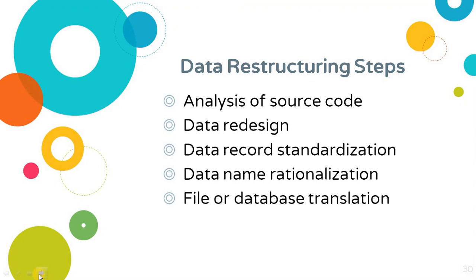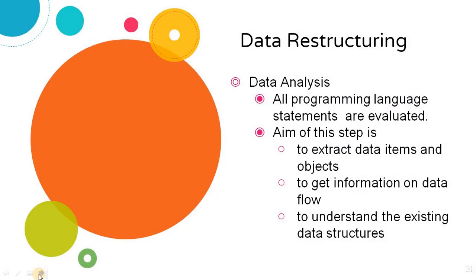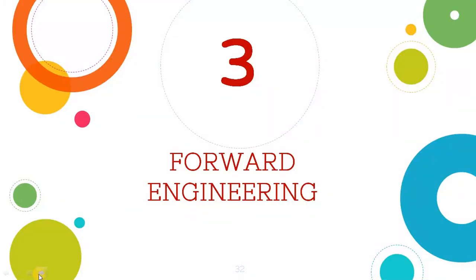The second restructuring process is data restructuring. Data restructuring has 5 steps. Source code is analyzed, data is redesigned, third is data record standardization, fourth is data name rationalization, fifth is file or database translation. Data analysis means the programming language statements are evaluated, and the aim of this step is to extract data items and objects, to get information on data flow, to understand the existing data structure. So these are the data restructuring process ideas.